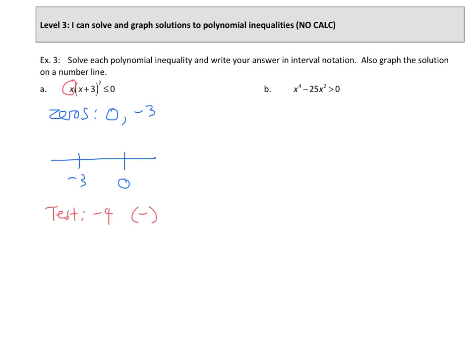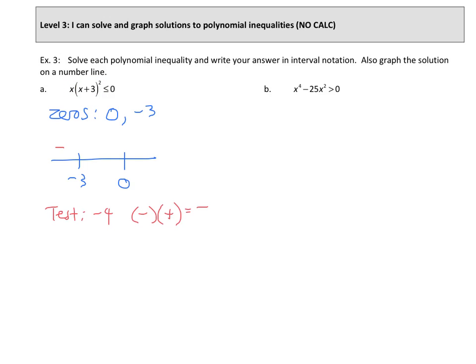And when I plug negative 4 in right here, negative 4 plus 3 is negative, but when you square it, anything that you square will always come out to be positive. So that second factor comes out positive. And a negative times a positive is always a negative, so we get negative right here.